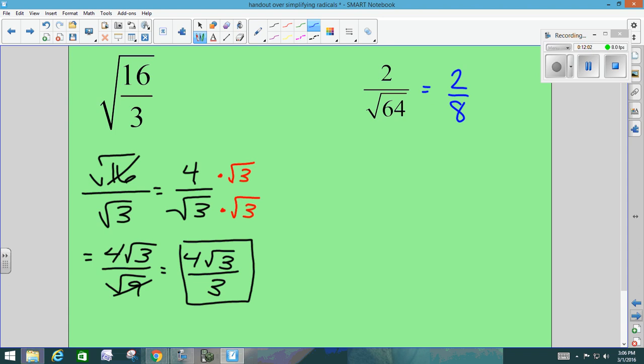Square root of 64 is 8, so that's 2 over 8. Reduce that, and you get 1/4. When you know it's a perfect square, then just write what its square root is.